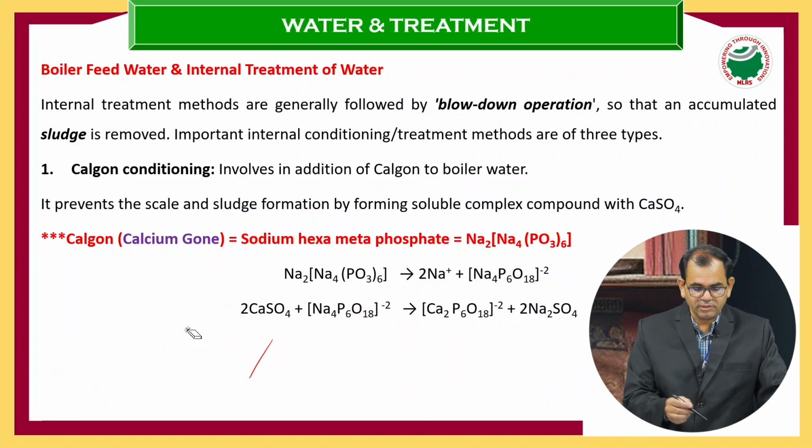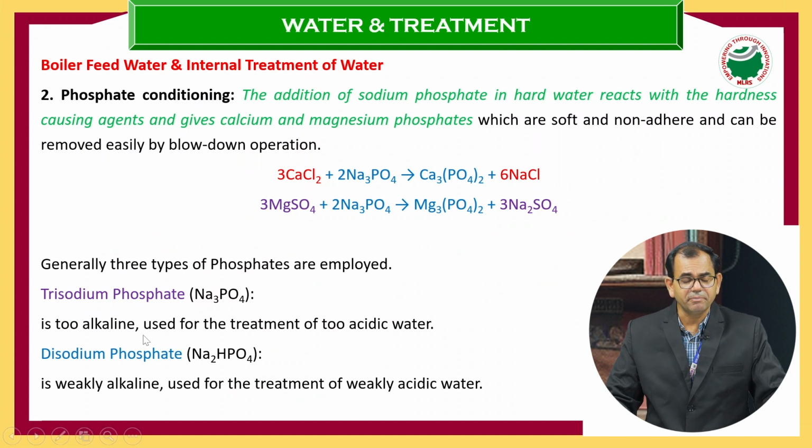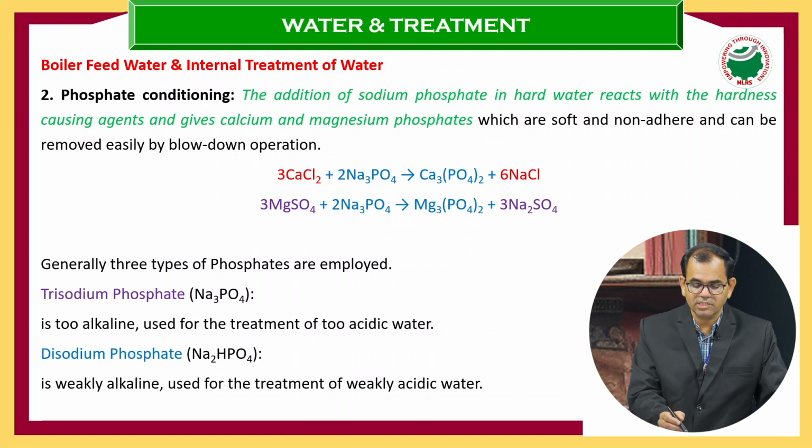Now let us see the second method. The second internal treatment method is phosphate conditioning. Very simple, phosphate conditioning, as we have discussed for calgon conditioning. In phosphate conditioning, we are basically using sodium phosphates. Earlier it was sodium hexametaphosphate; here it is trisodium phosphate. Yeah, we can see the formula of trisodium phosphate here.